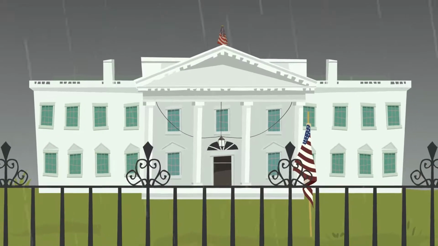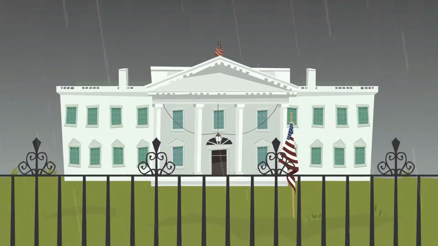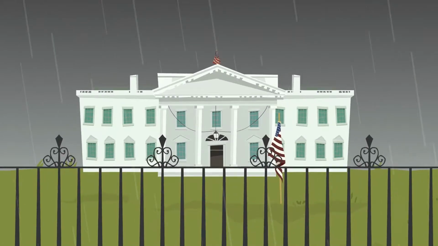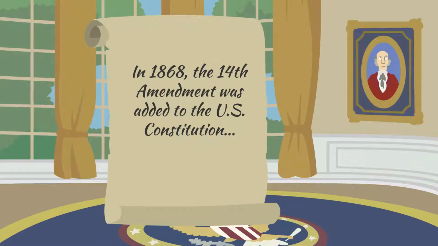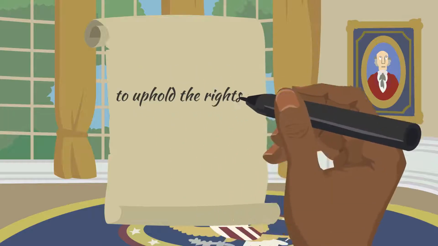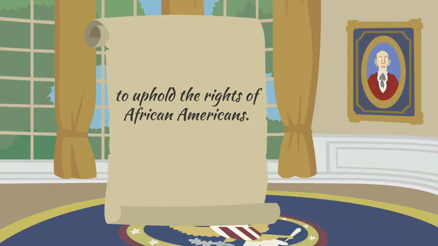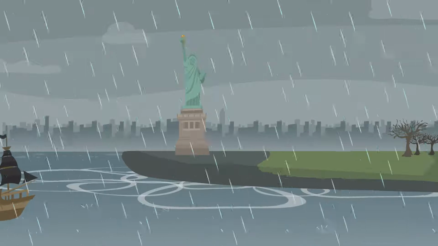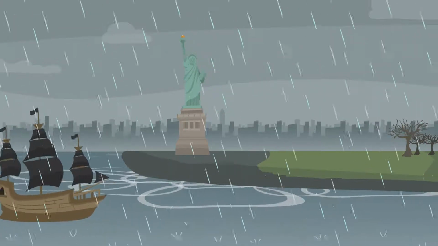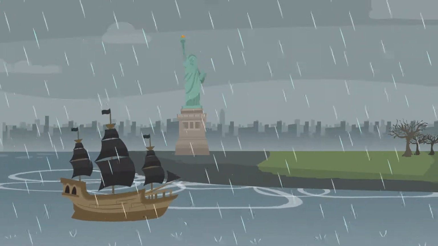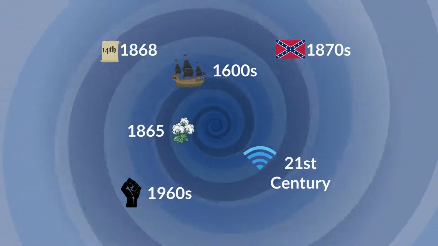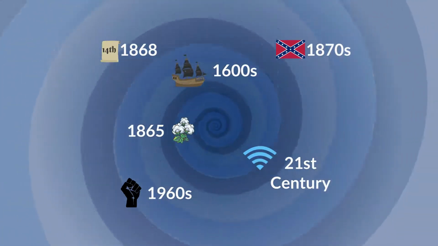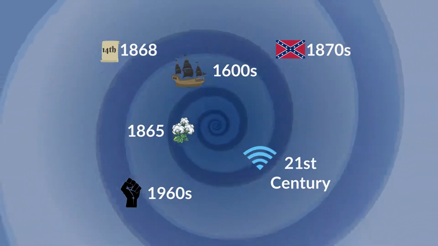The United States has a troubled legacy when it comes to protecting the lives of Black Americans. In 1868, the 14th Amendment was added to the U.S. Constitution to uphold the rights of African Americans. Sadly, this amendment has been overshadowed by an oppressive and violent history. To understand the significance of the 14th Amendment, we must go back, farther and deeper into history.